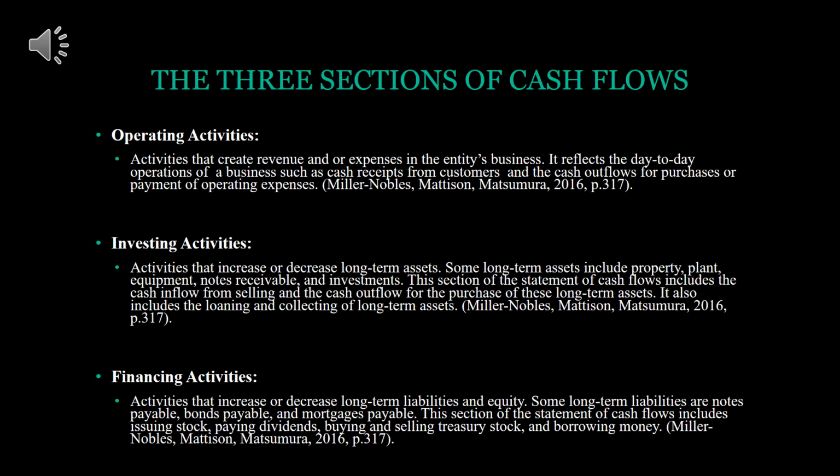What are the three sections of cash flows? The three sections of cash flows are operating activities, investing activities, and financing activities. The operating activities are activities that create revenue and/or expenses in the business. It reflects the day-to-day operations of a business, such as cash receipts from customers and the cash outflows for purchases or payment of operating expenses.